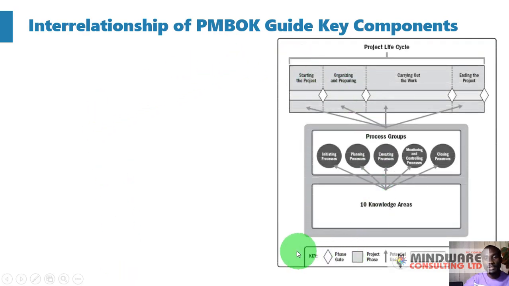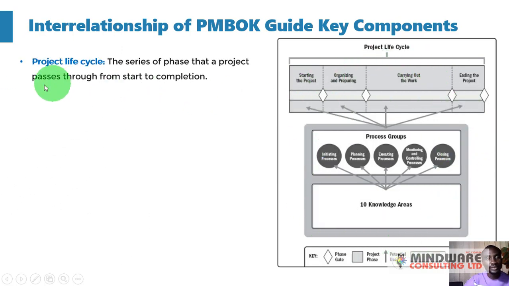Let's look at the interrelationship between them. As you can see in this diagram below, the first thing you have is the project life cycle, which is right here. This is a series of phases that a project passes through from start to completion. The project life cycle is the whole body of the project, and it comprises different phases.